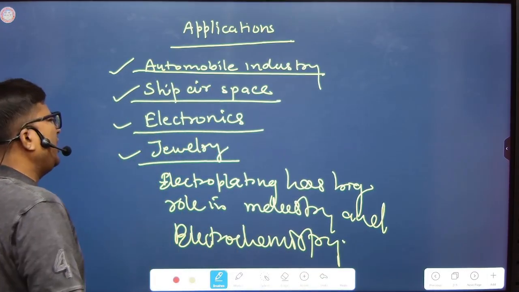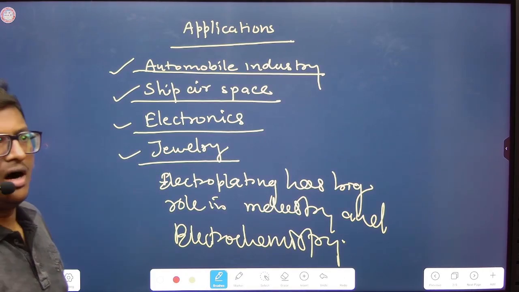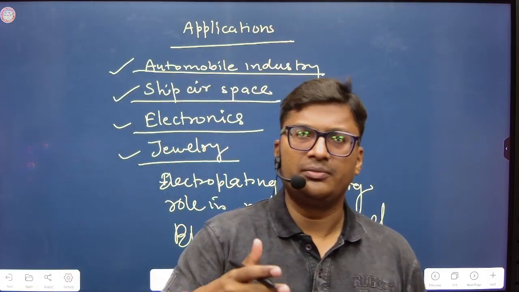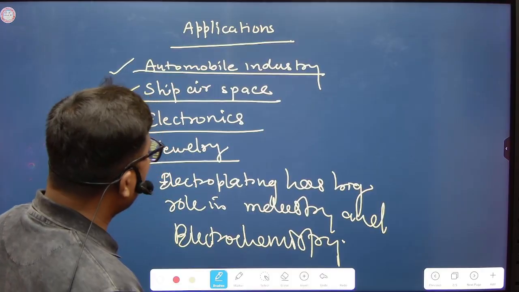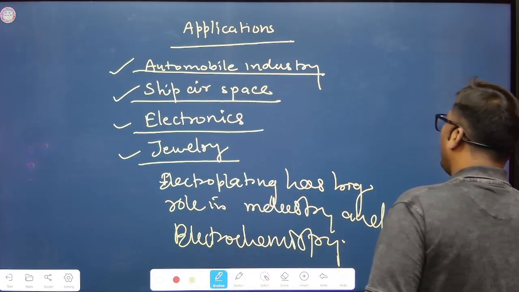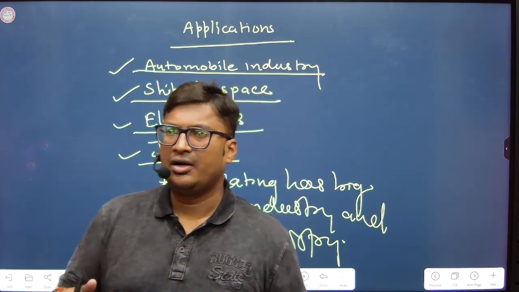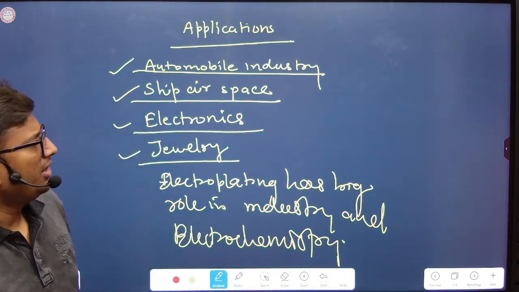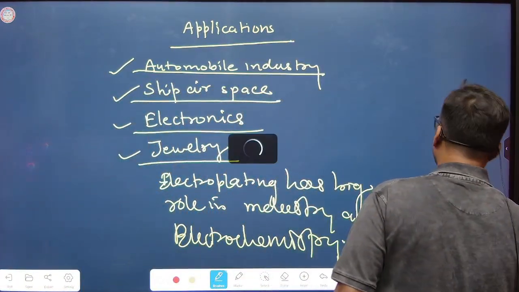And electroplating is the application of the electrolytic cell, or the application of electrolysis, right? So electrolysis is most important in electrochemistry. So this is the actual process and the possible applications of electroplating, right?